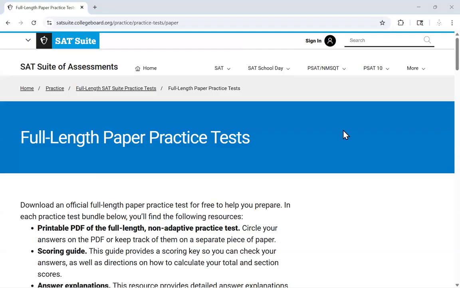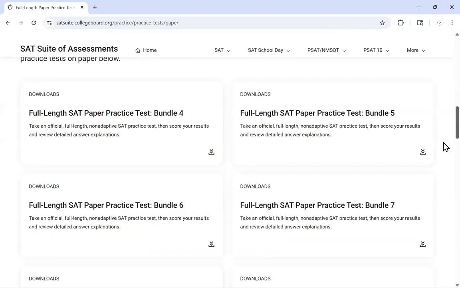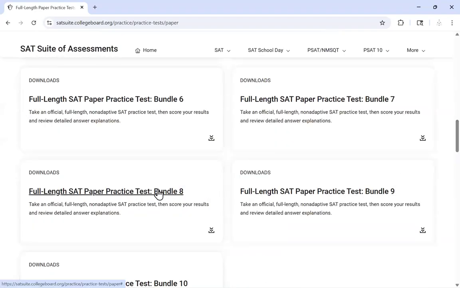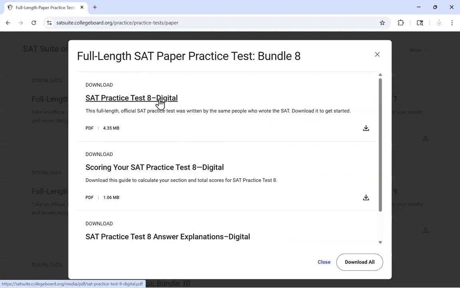If you go to that website, this test is in Bundle 8. You'll click on that. The test is right here. And then you can also see how to score your test and an answers explanation. Some of the written explanations will be slightly different or maybe very different than the explanations that I show in this video.